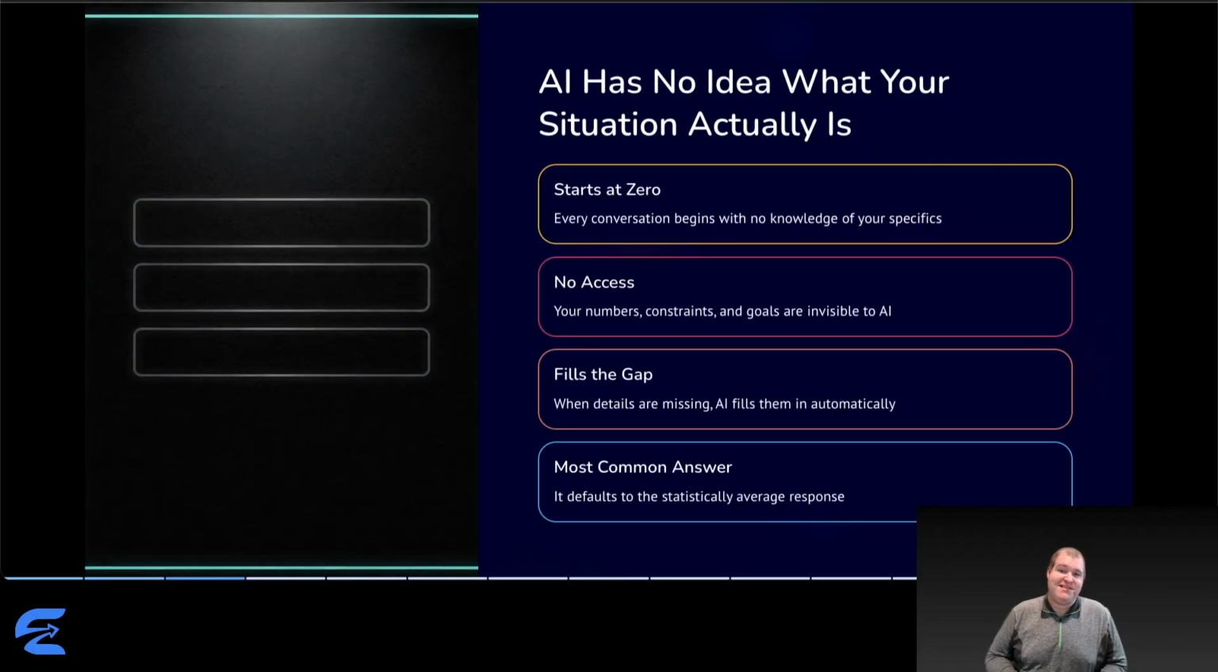Every conversation with AI starts at zero. The model has no memory of your previous conversations, unless you're using a tool specifically built for that. It doesn't know your business, your numbers, your team, or your constraints. None of that exists in the prompt unless you put it there. When details are missing, AI doesn't stop and ask for them. It fills them in automatically, using the most statistically common answer, the response that fits the broadest possible version of your question. And it's not a flaw, it's exactly how pattern completion works. The problem is, most people don't realize they're leaving those gaps open in the first place.